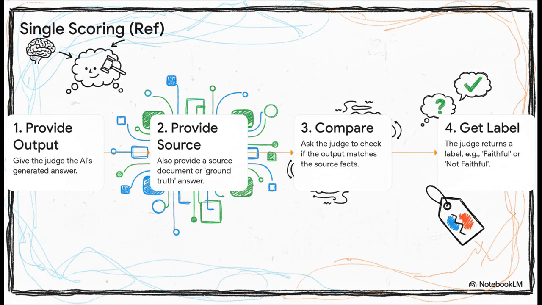Here's how it works. You give the judge the AI's answer, but you also give it the original source material, the document it was supposed to be using. Then you ask a super simple question. Does the answer stick to the facts in this source document? The judge just has to say yes or no, faithful or not faithful. And just like that, you've got an automated fact checker.